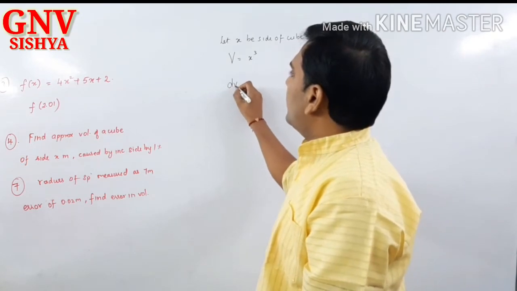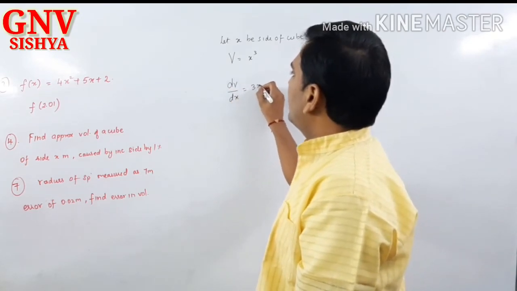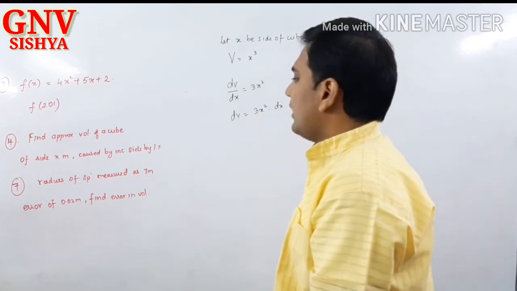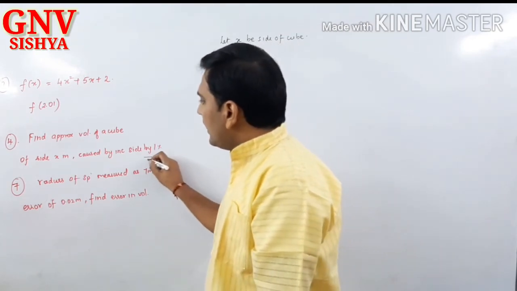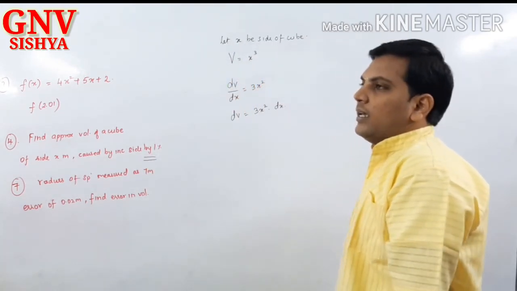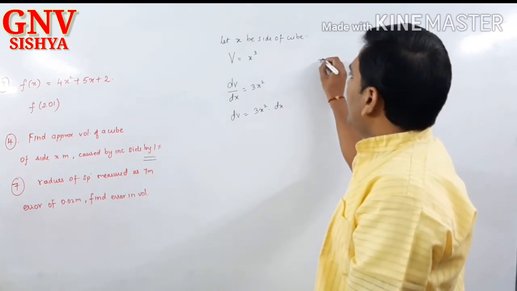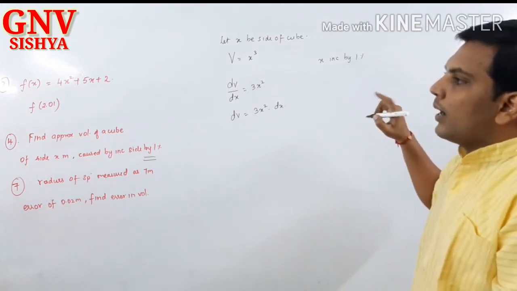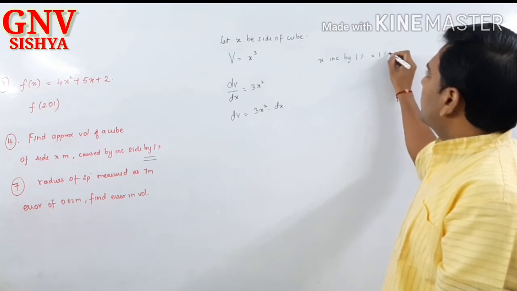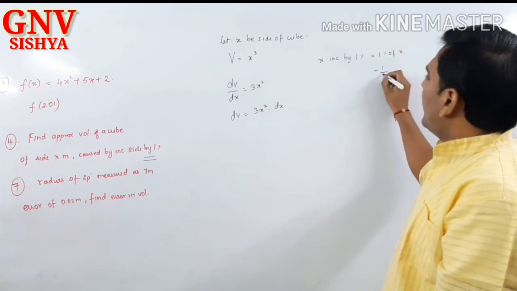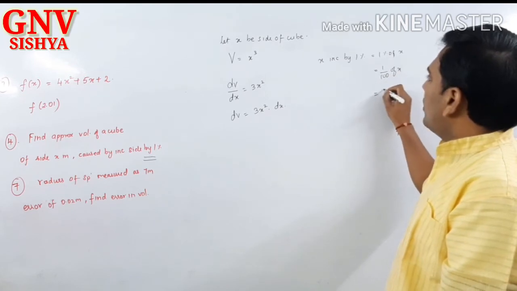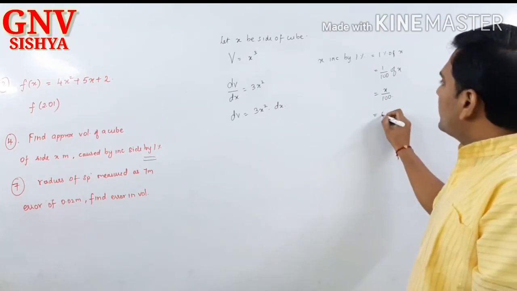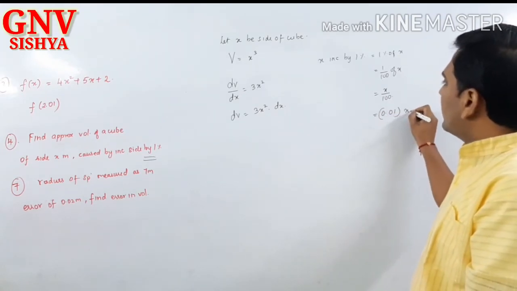They have said if I differentiate with respect to x, what will happen? It will become 3x square. So dv is equal to 3x square into dx, correct? They are saying that the side is increased by 1%. It means x increased by 1%. So if x is increased by 1%, what will happen? 1% of x, so 1 by 100 of x. So x by 100, am I correct? Yes, am I correct or not?